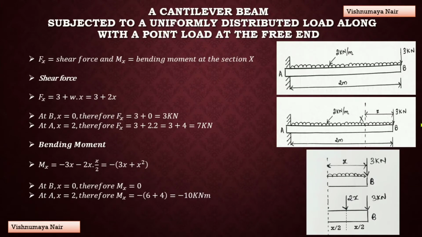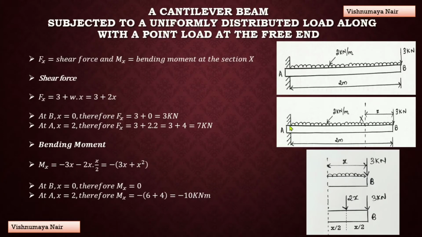Now by substituting different values for x, we can get the values of shear force acting along the entire length of the beam. So at this free end of the beam, we have x equal to 0. That is, shear force Fx will be equal to 3 plus 2 into 0. That is, 3 plus 0 will be equal to 3 kN. So at this free end, we have a shear force value equal to 3 kN.